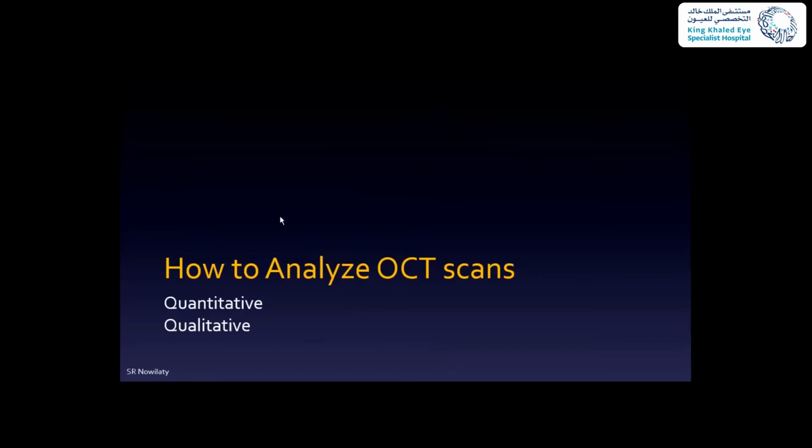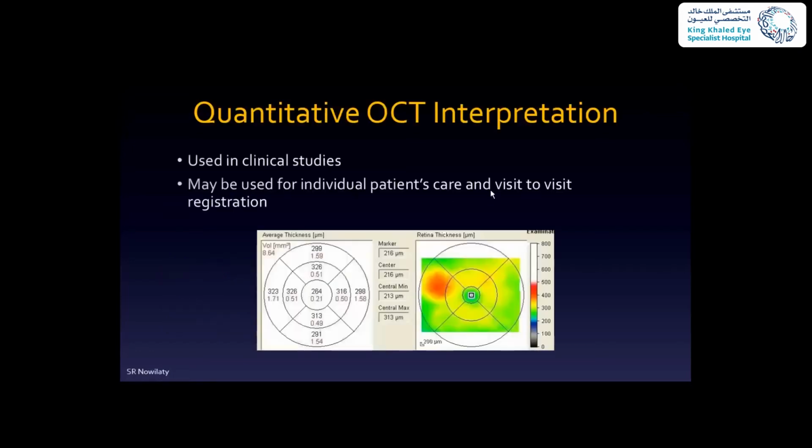Okay, so now we're going to talk about how we analyze OCT scans, first by looking at a quantitative analysis and then the qualitative analysis, which is what we mostly use in clinic. The quantitative OCT interpretation is used when you need to have measurements. For instance, if you have clinical studies ongoing, you need some kind of measurement to generate data and be able to compute it. So those are the ones that we generally use in studies, but of course, it can also be used for an individual patient.